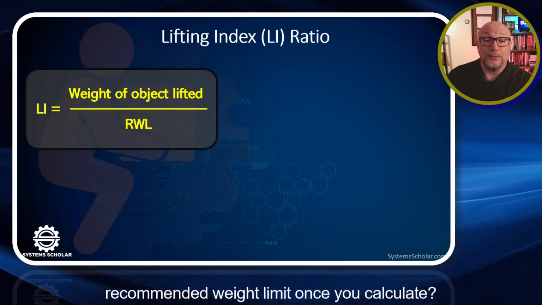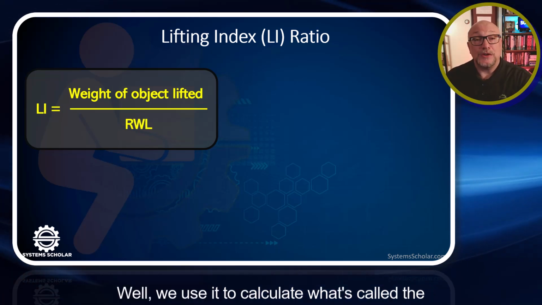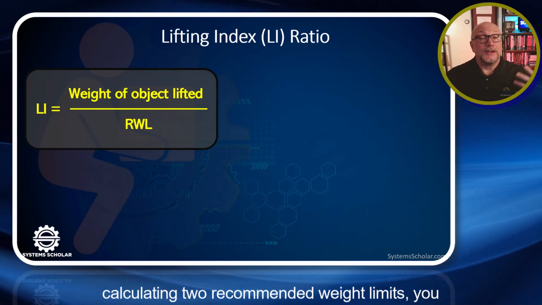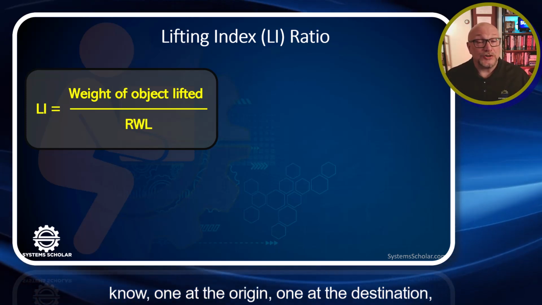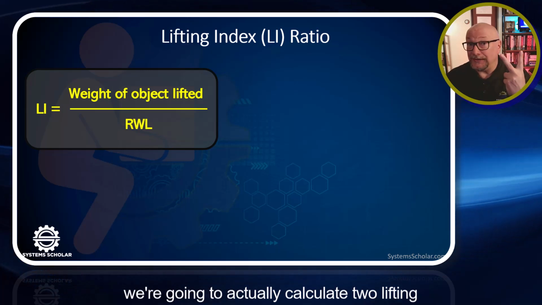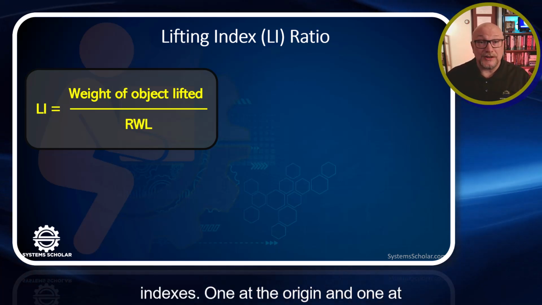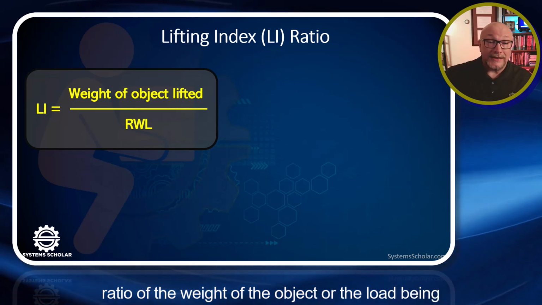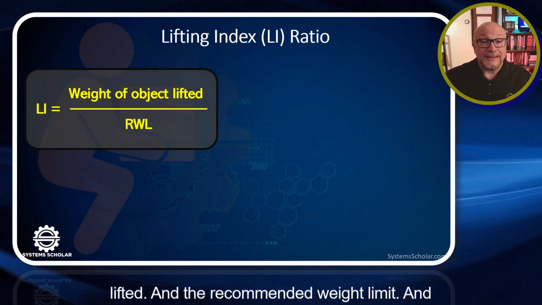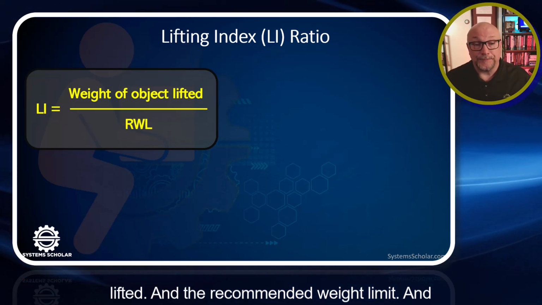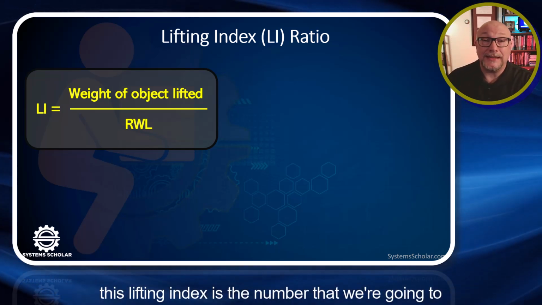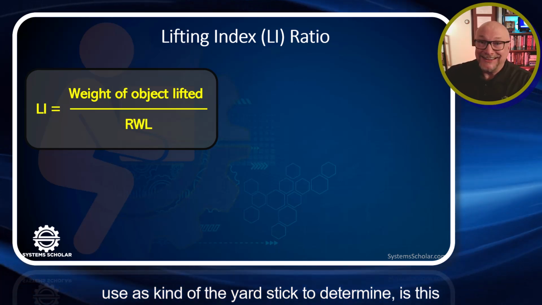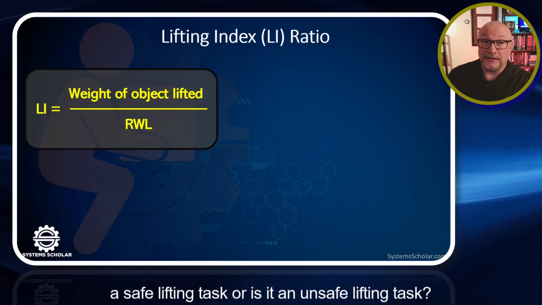And then what do you do with that recommended weight limit once you calculate it? Well, we use it to calculate what's called the lifting index. And again, just like we're calculating 2 recommended weight limits, one at the origin, one at the destination, we're going to actually calculate 2 lifting indexes, one at the origin and one at the destination. And the lifting index is simply a ratio of the weight of the object or the load being lifted and the recommended weight limit. And this lifting index is the number that we're going to use as kind of the yardstick to determine, is this a safe lifting task, or is it an unsafe lifting task?